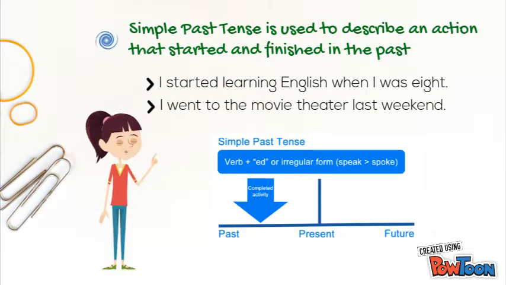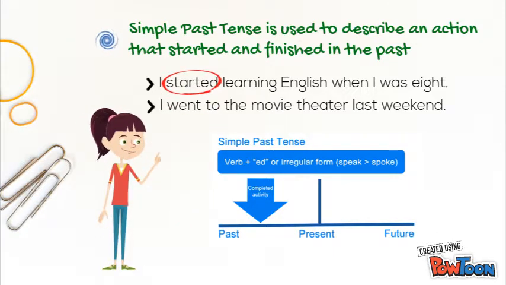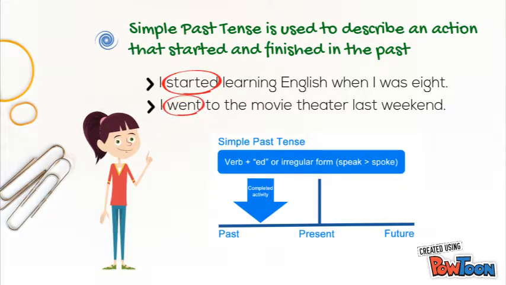There are two types of simple past verbs, regular and irregular. Regular verbs such as started are formed by adding ed after the base form. Went is an irregular verb. Unfortunately, there are no rules for irregular verbs.